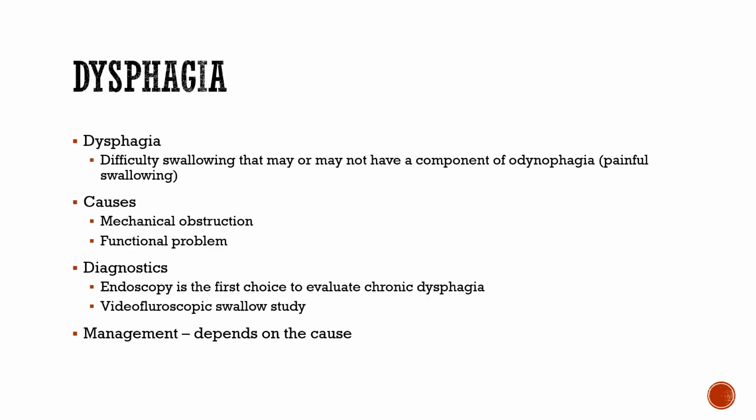Diagnostics that are helpful are endoscopy. It's the first choice to evaluate chronic dysphagia. And fluoroscopic swallow studies are also helpful, as the therapist can actually watch the transit of food from the mouth into the stomach and be able to identify any kind of a structural problem.